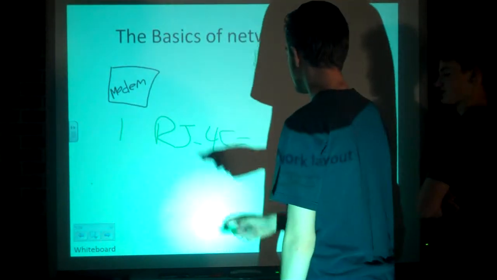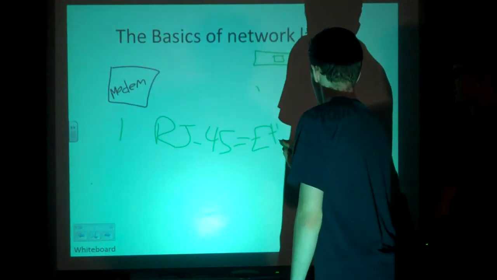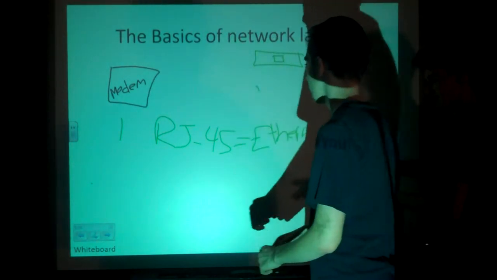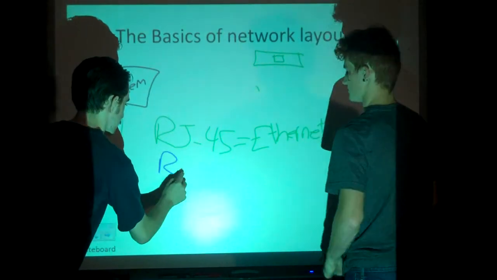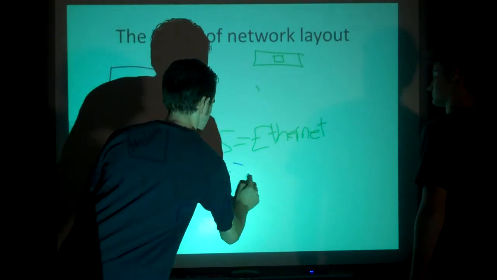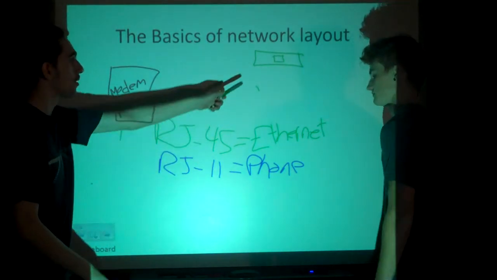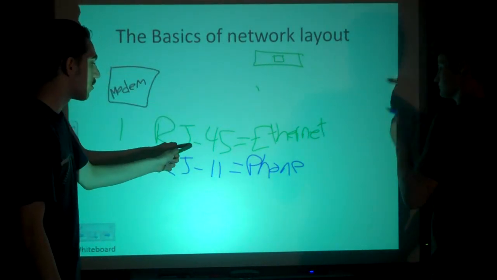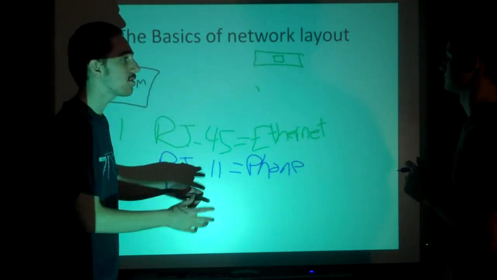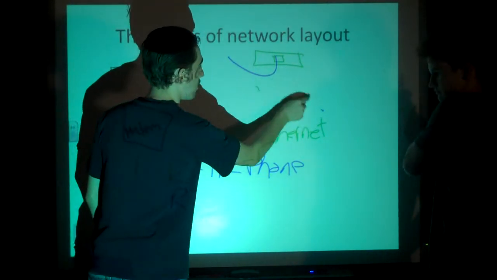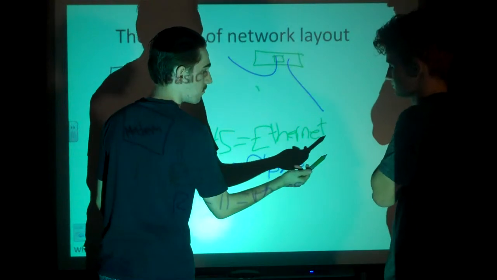RJ45 equals Ethernet. You might want to put this in your notes. People say Ethernet, so I say okay, Ethernet. RJ11 equals phone. You might want to put that down. So the modem will have one RJ11 and one RJ45. It means it will have a phone connector, which goes over the phone line, and then a connector that goes to your router, a computer, or a switch.